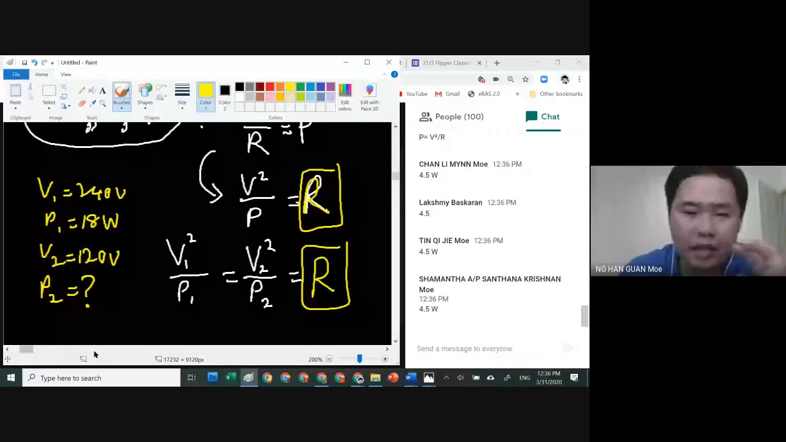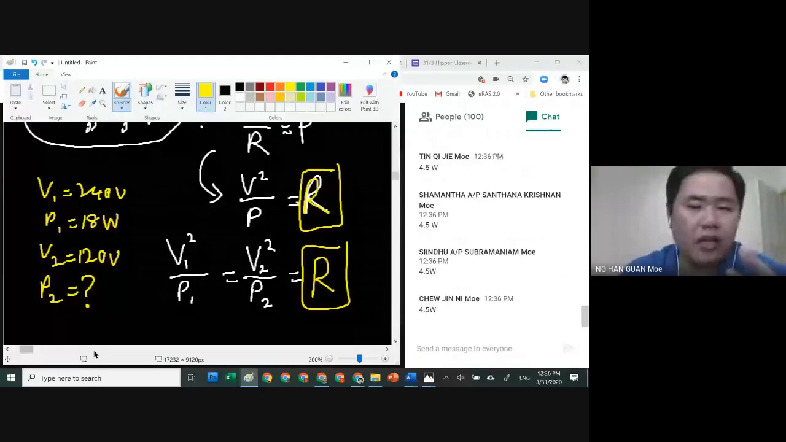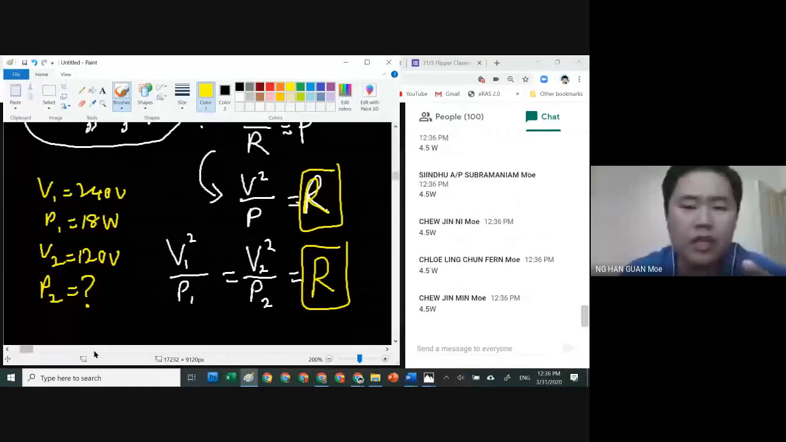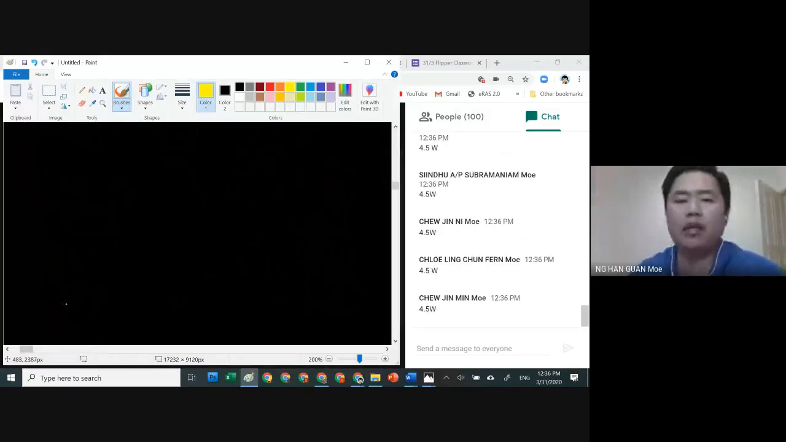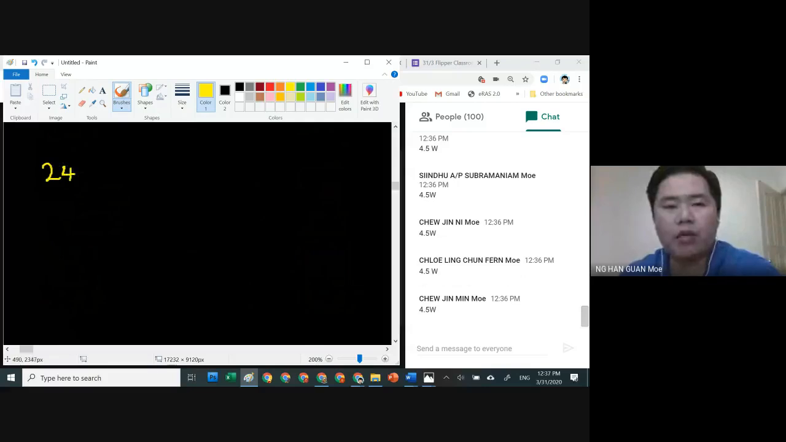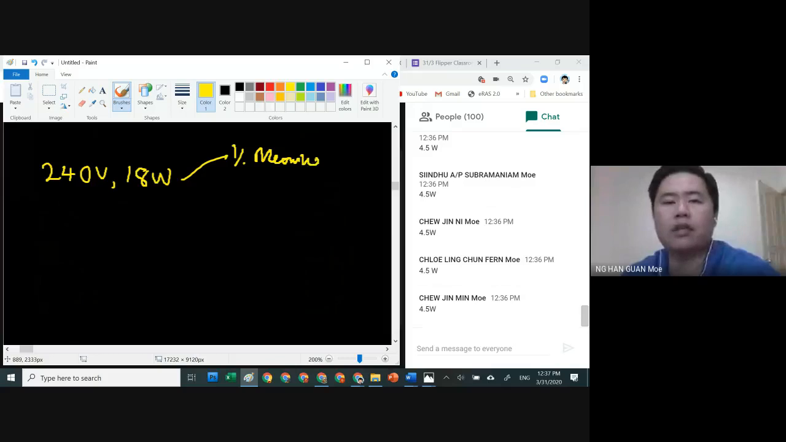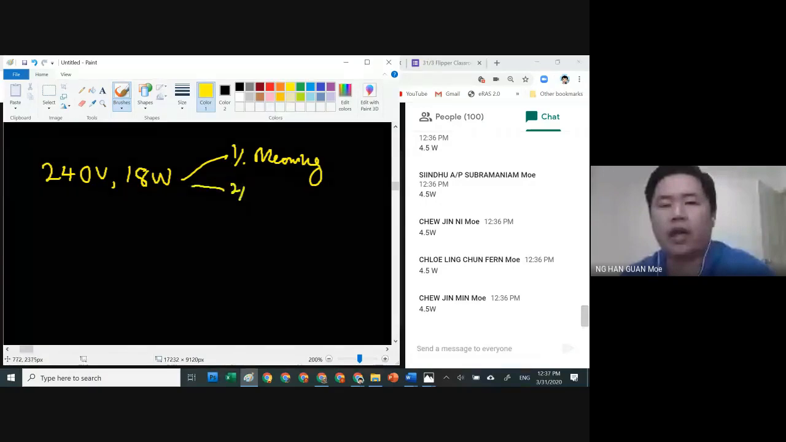Right, so there is a second importance that you must know, which is when the power rating is provided. For example, 240 watt, 18 watt. The first thing you have to know is the meaning, the definition itself. The second thing you have to know is the constant.